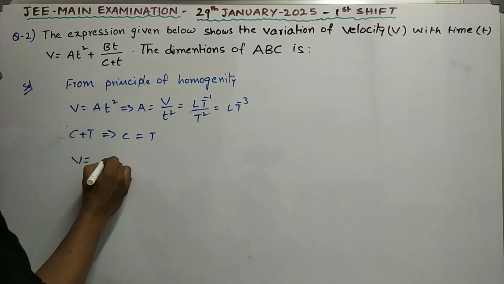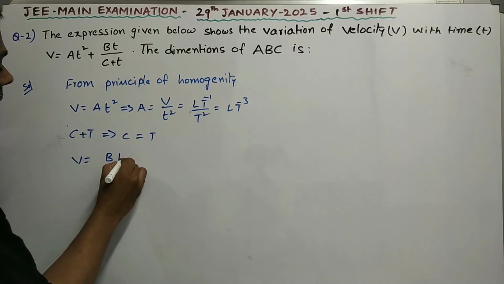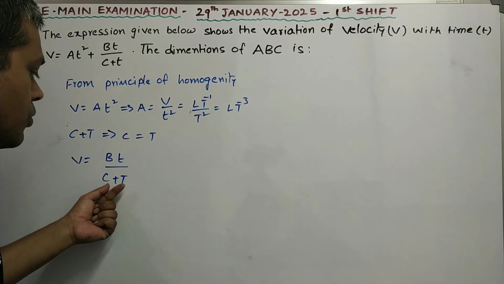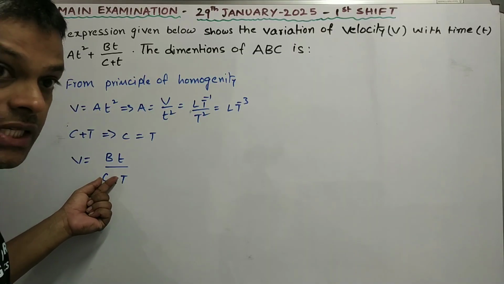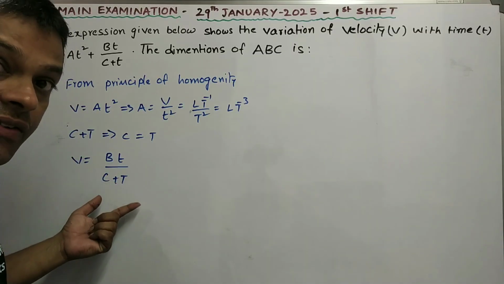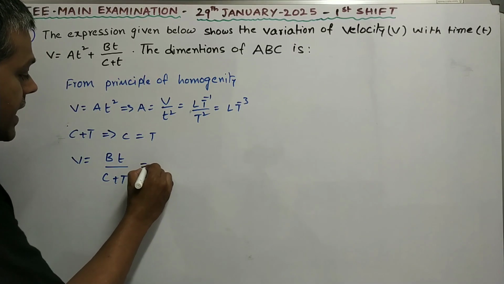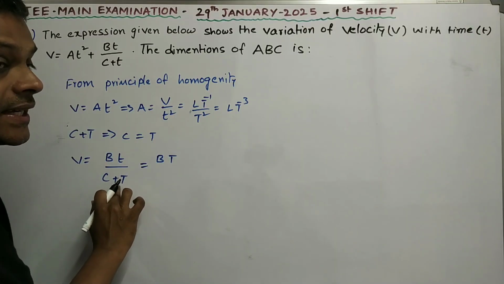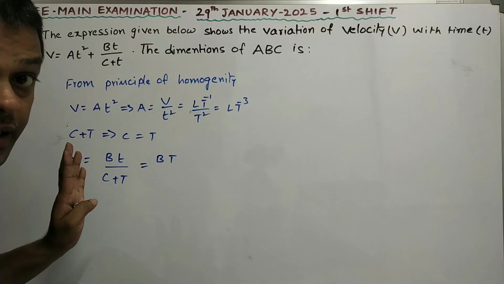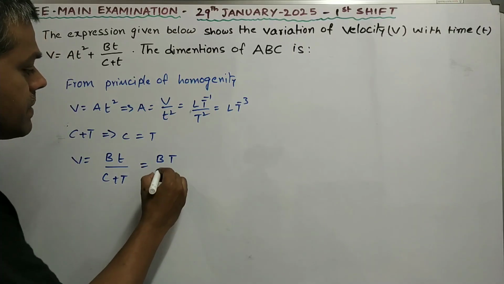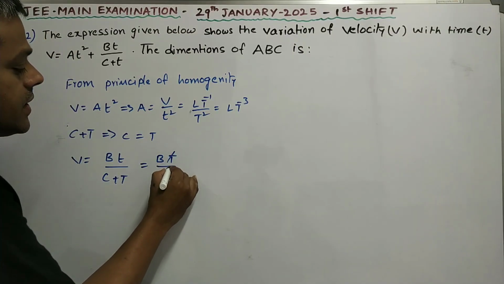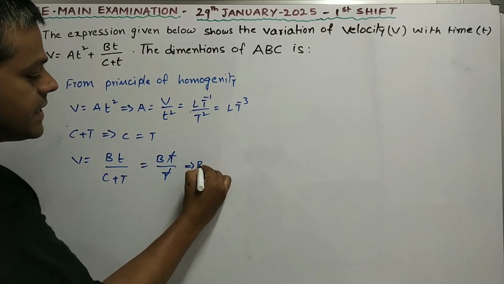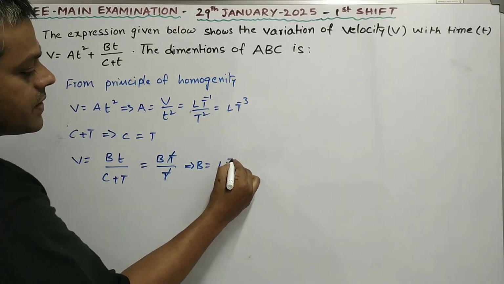Next we want to calculate B, equating LHS and RHS. That means V is equal to B into t by C plus t. Here C and t both have the same dimension, that's why we are allowed to add the time given. Here, t plus C is not 2t, it only represents time. So t is cancelled, then velocity is equal to B. That implies B is equal to L T power minus 1.